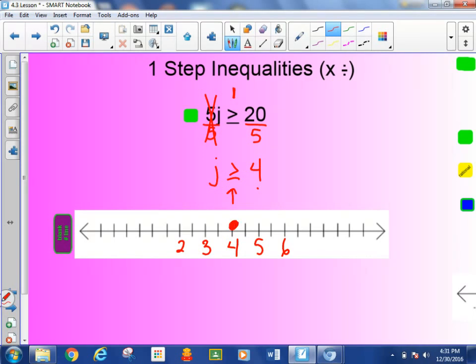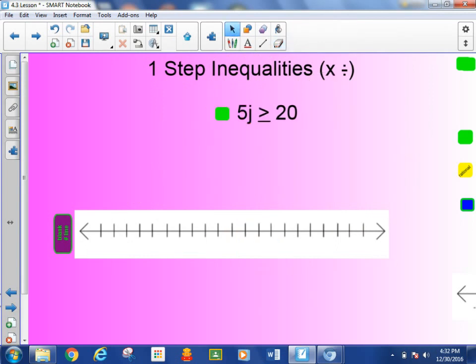Now I have to decide the direction of my arrow. So J is being eaten. It's greater than or bigger than. So bigger numbers fall to the right. Okay, so that's working some with multiplication. Let's try a few with division.